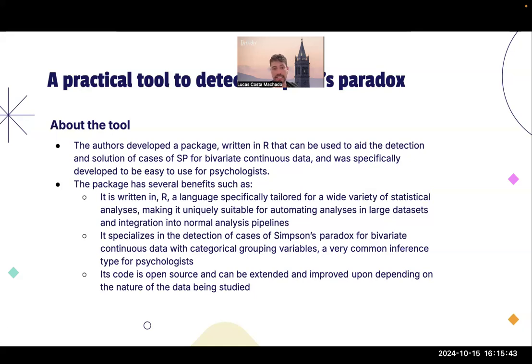This tool has several benefits, and the main three are these. First, it's written in R, a language that researchers usually use, so it's easier to integrate with other workflows. Second, it specializes in detecting cases of Simpson's paradox for bivariate continuous data with categorical grouping variables, which is a very common inference type for psychologists. And finally, it's open source, so if you want to edit it and incorporate something into the model, you can do that.